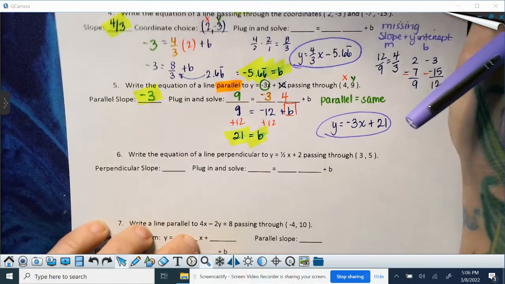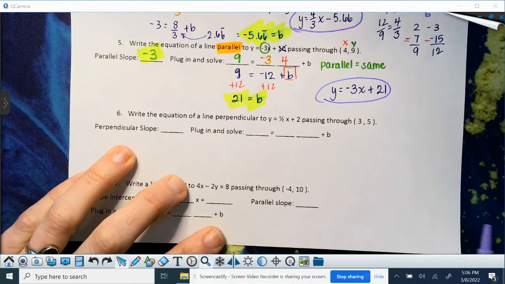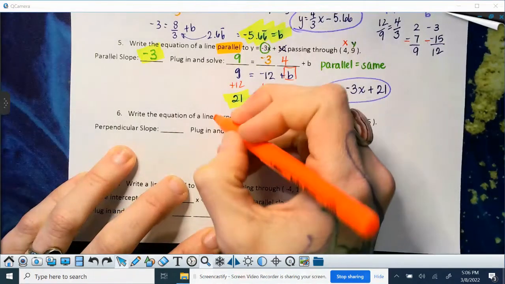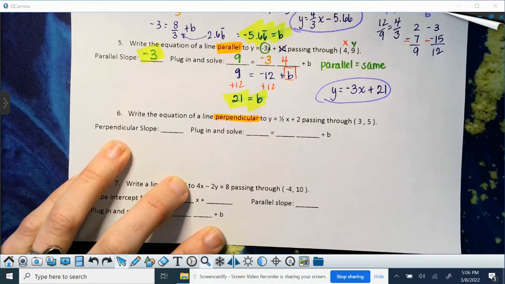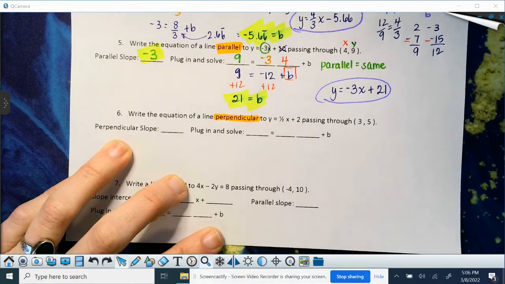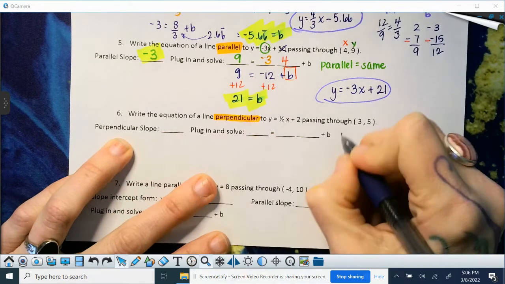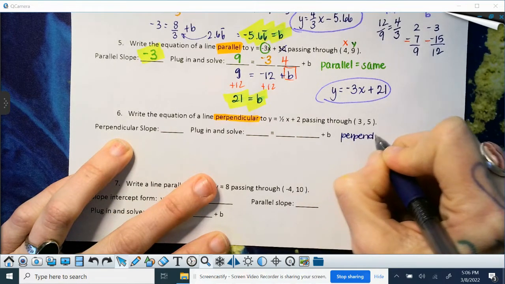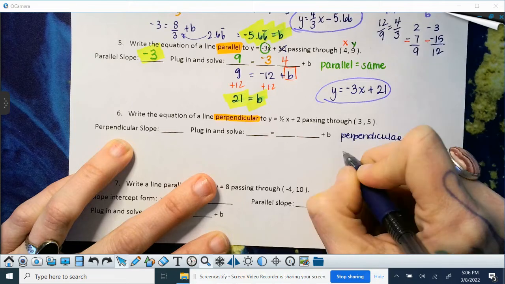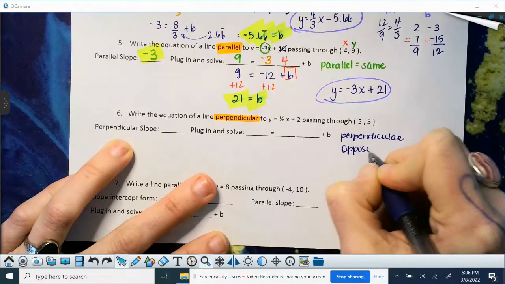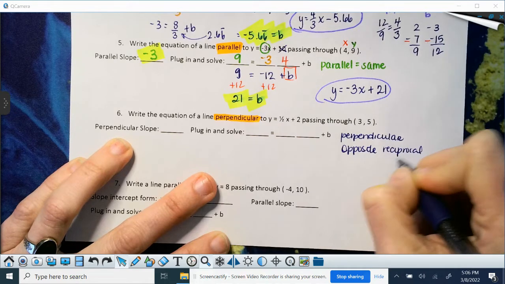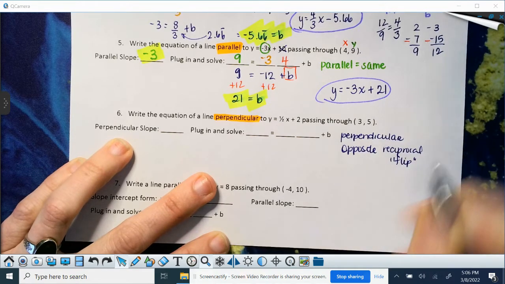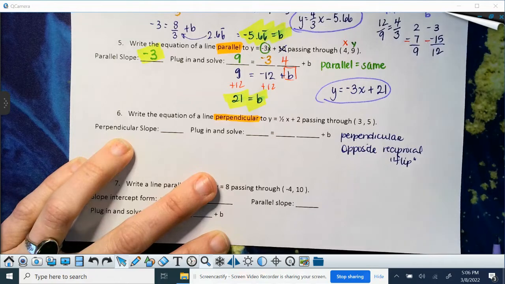All right, number 6, write the equation of a line perpendicular. So that's another one where you need to make sure you're stopping and thinking, not going too fast, not reading too fast. They both start with P's. It's easy to get them mixed up. But parallel lines have the same slope, and perpendicular lines do not have the same slope. They have opposite and reciprocal slopes, so there's two things. And remember, reciprocal means flip. So opposite and reciprocal for perpendicular lines.